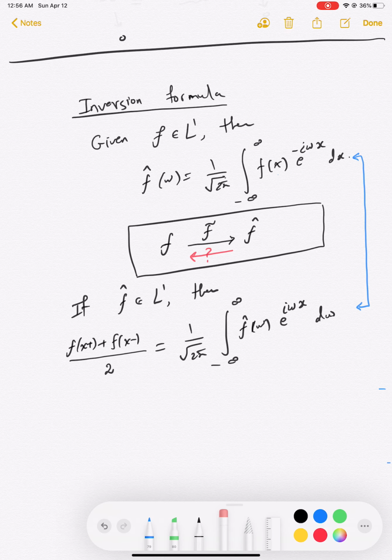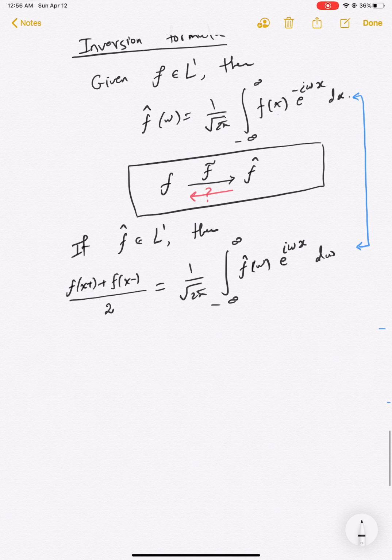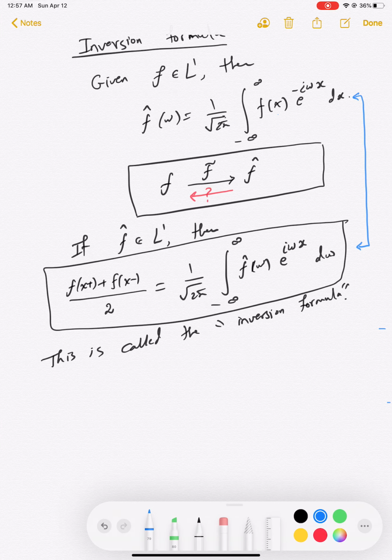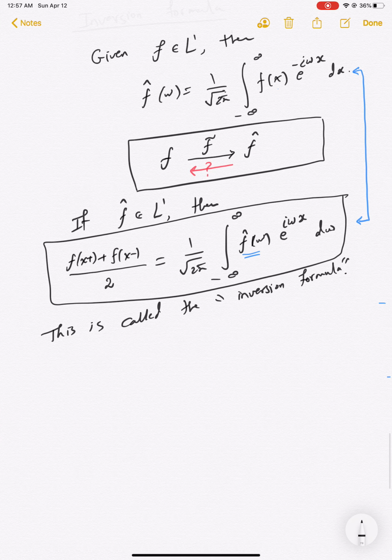Okay, so now this formula here is called the inversion formula. So what is the role of the inversion formula? The role is as simple as saying, if you have the Fourier transform, you do this integral, you get back to the function, and that's it. This is the way we look at this inversion formula.